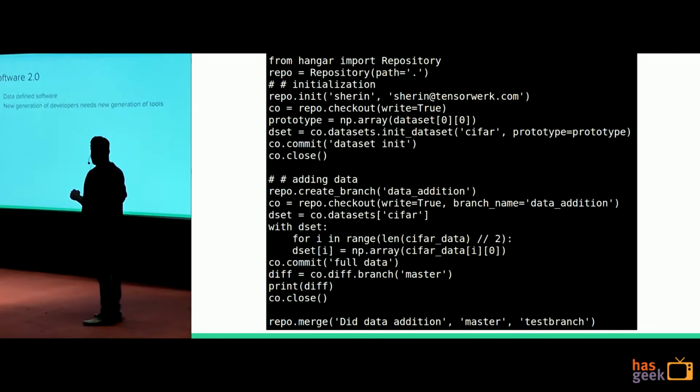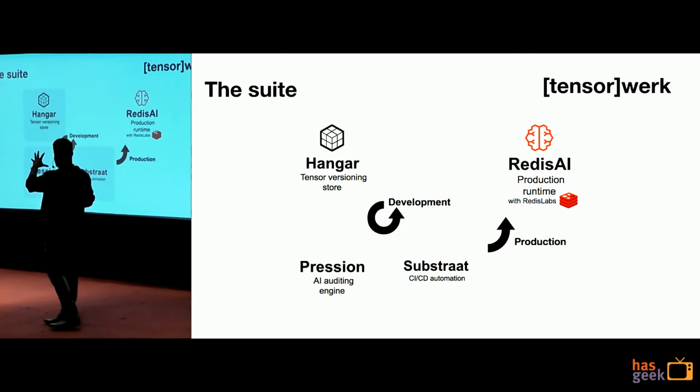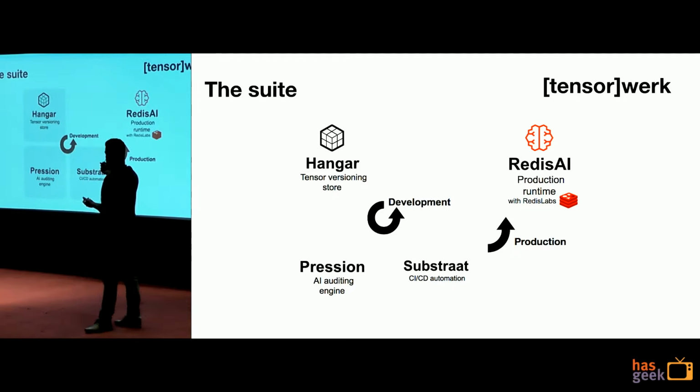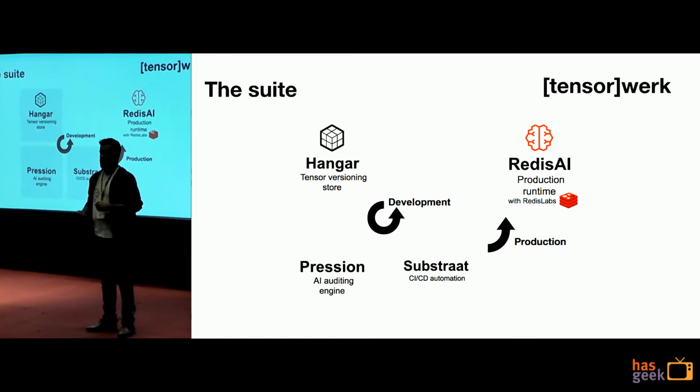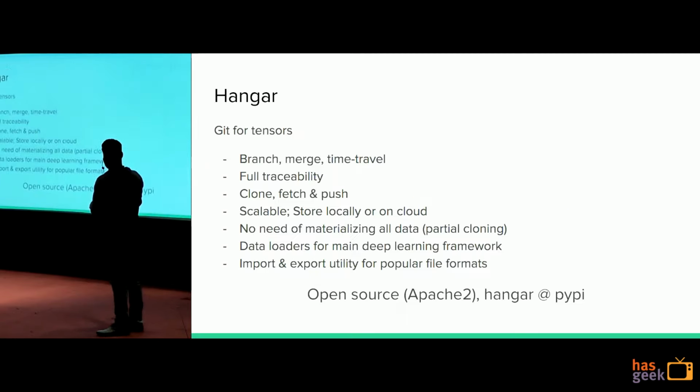And that's what TensorWork is all about. So this is our suite. This is what we have planned for the suite. We have developed Hangar and RedisAI already. Hangar is basically Git for your data, and RedisAI is a production runtime. The first three can be used for development, and the last, RedisAI, is for production deployment.